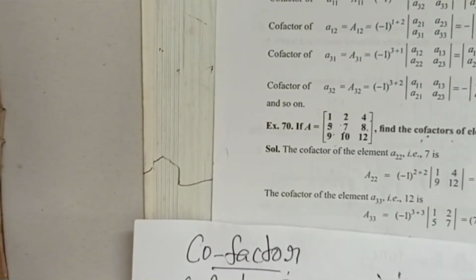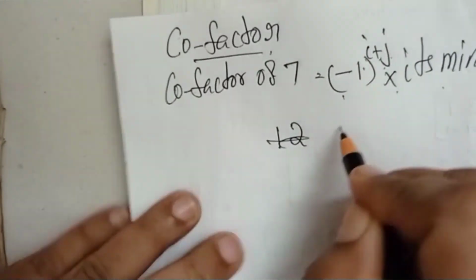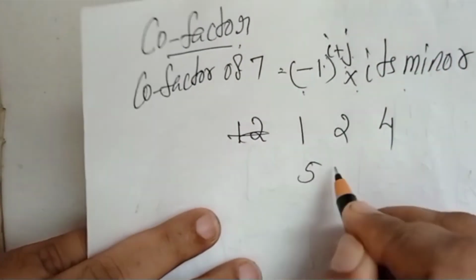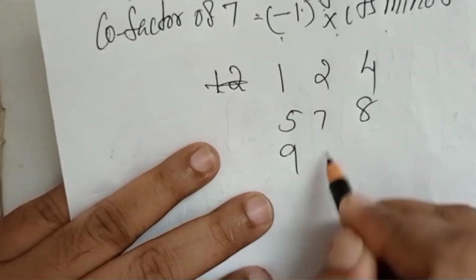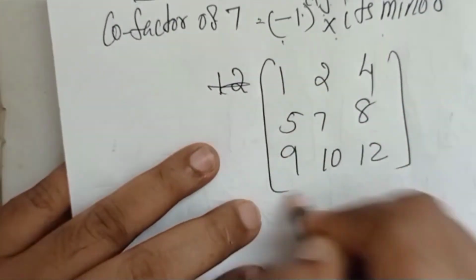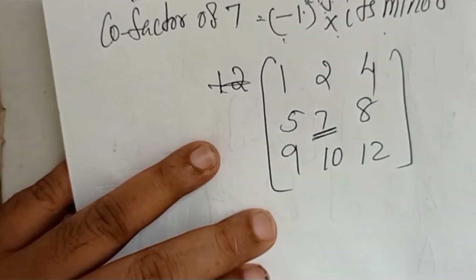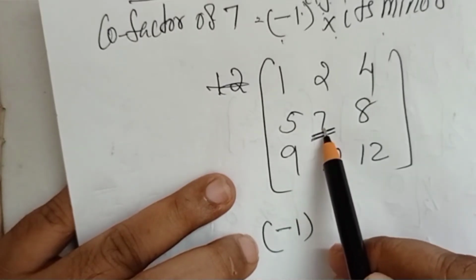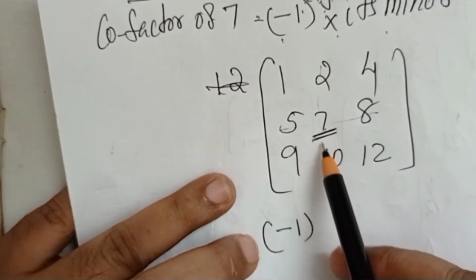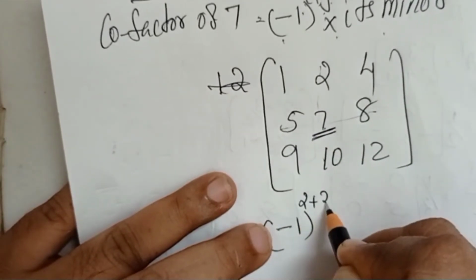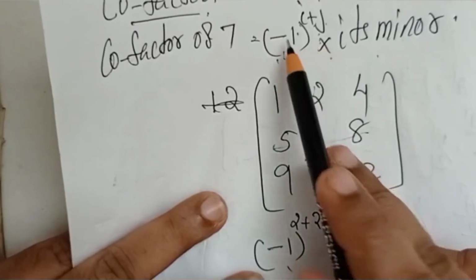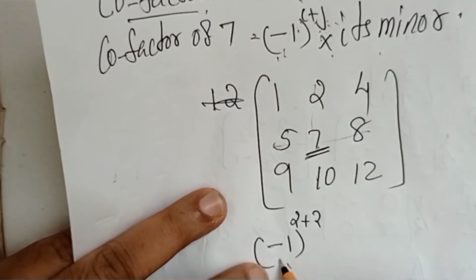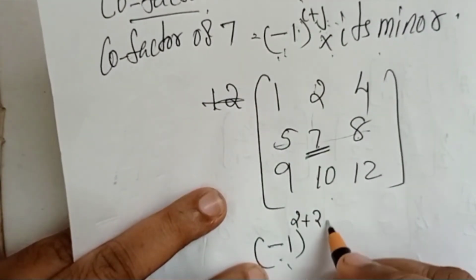All of you look at the board. 1, 2, 4, 5, 7, 8, 9, 10, 12. This is the given matrix. Our aim is to find the cofactor of this 7. All of you write the formula: minus 1 raised to. This 7 is in which row? Second row, in which column? Second column. Therefore 2 plus 2. Minus 1 raised to i plus j: ith row, jth column. Minus 1 raised to second row, second column into its minor.